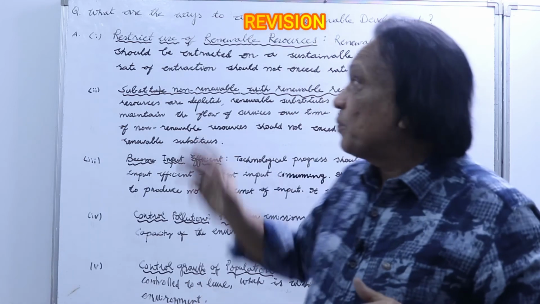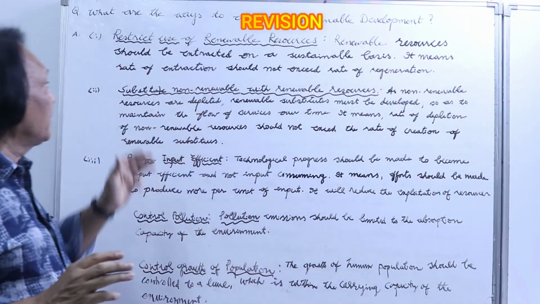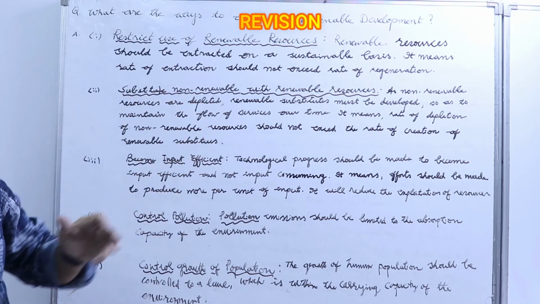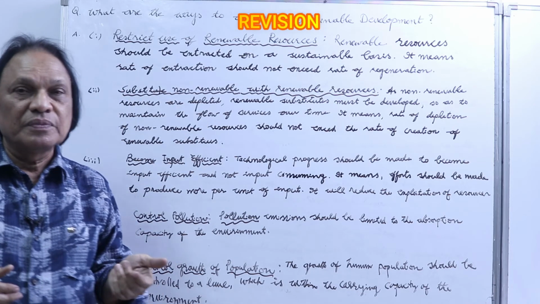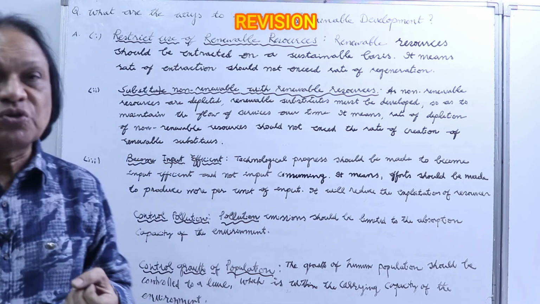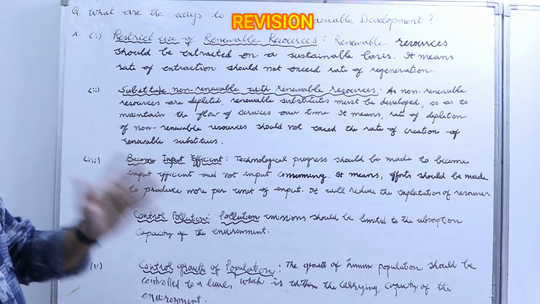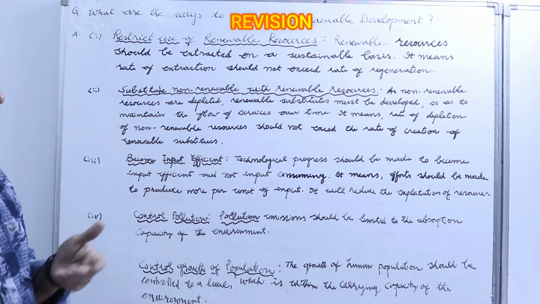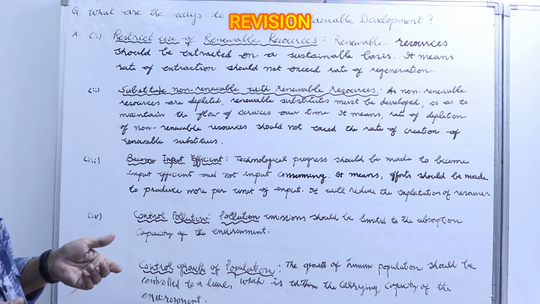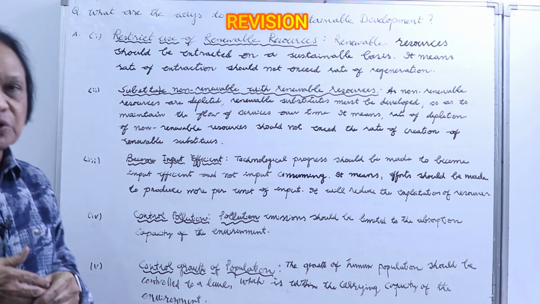So what should we do? Look at the points here. What are the ways to achieve sustainable development? We repeat once again. The first point, restrict use of renewable resources. Renewable resources should be extracted on a sustainable basis. It means rate of extraction should not exceed rate of regeneration.